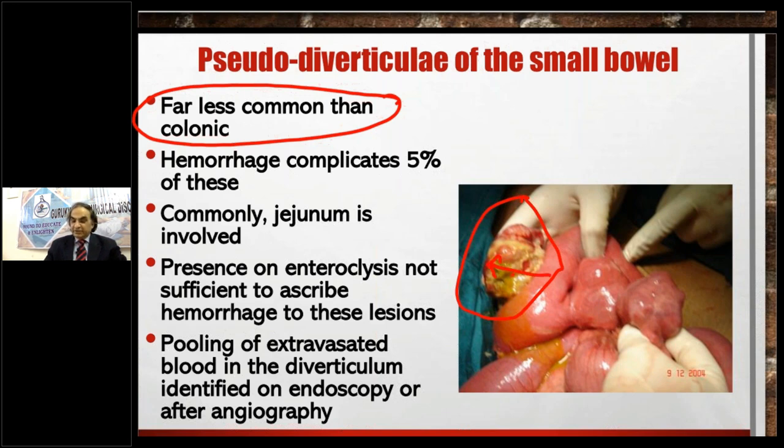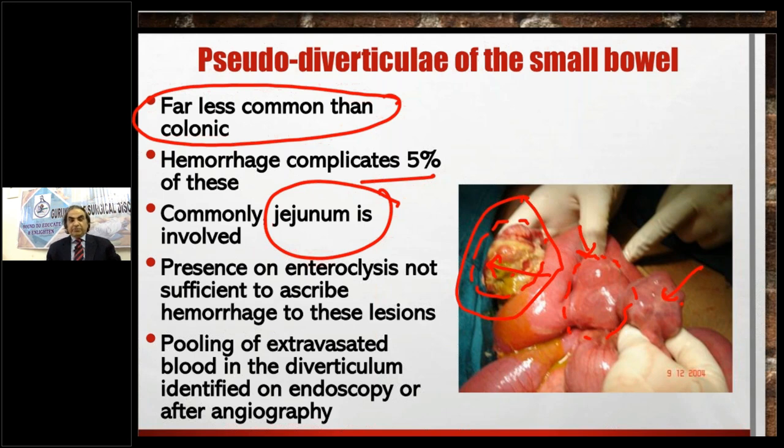Another case of these diverticula. Can you see a lot of diverticula here? I'm sure you can. This is one. This is one. They're projecting outside and they bleed like hell when they do. Then 5% will be complicated by hemorrhage. It's the jejunum that is common, and this was jejunum, mind you. You can see the valvulae as it appears. So it's a jejunal diverticulum.